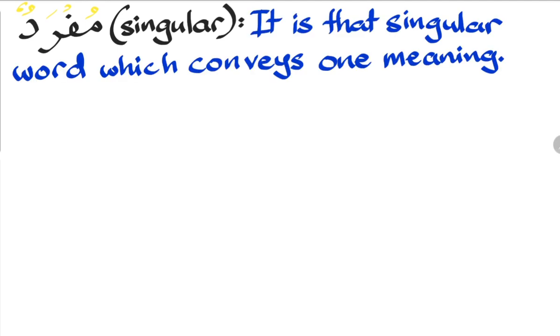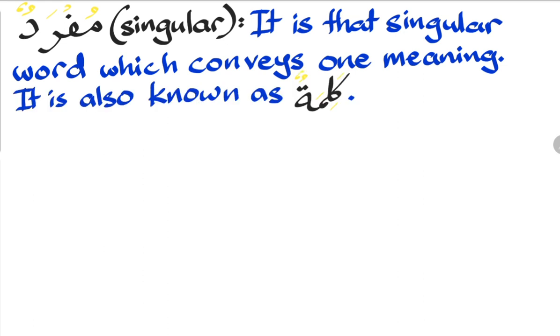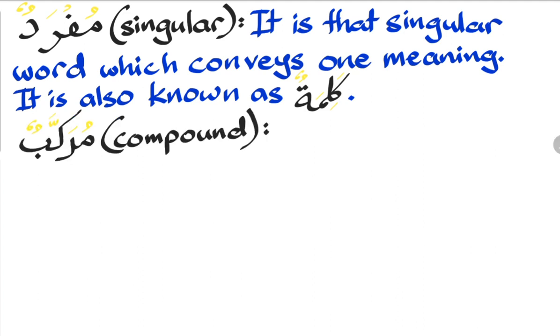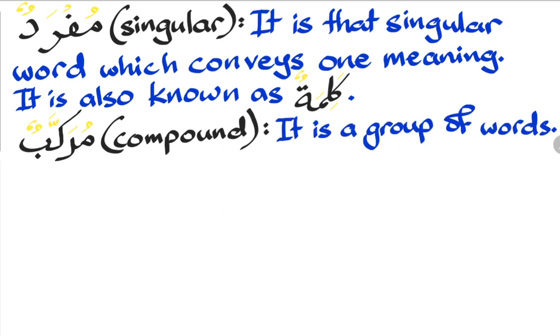Mufrad literally means alone or singular, because mufrad is a singular word which conveys one meaning. Mufrad is also known as kalima. The second type of mawdu' is called murakkab, which literally means compound. And this is because murakkab is basically a compound of words. It's a bunch or a group of words, whether they form a complete sentence or not. Now leave murakkab alone for right now. Let's focus on mufrad, otherwise known as kalima. As a matter of fact, let's just call it kalima.